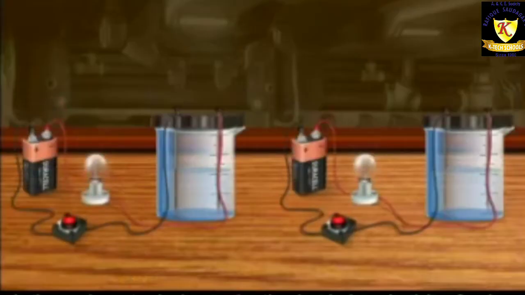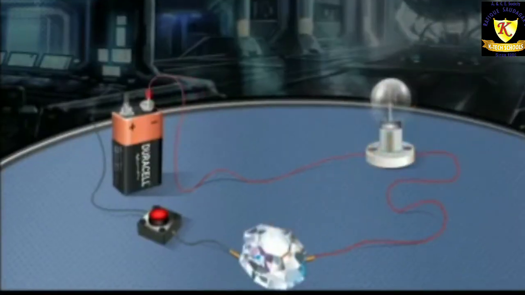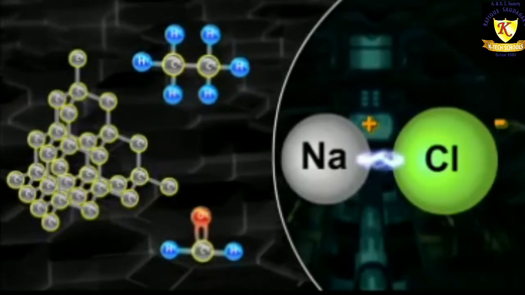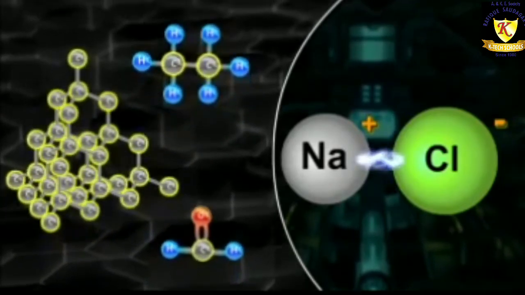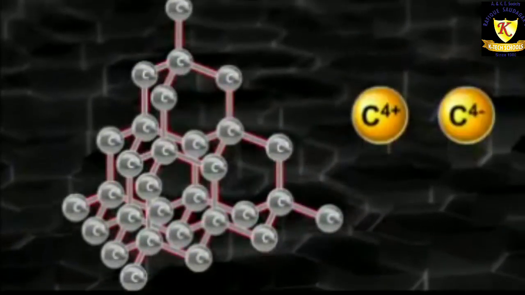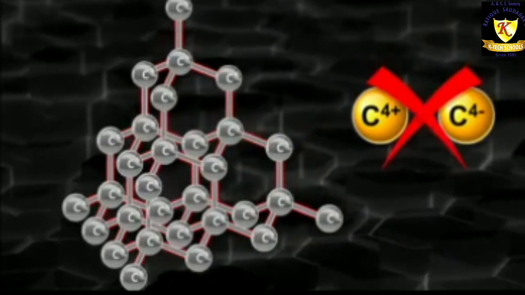In the previous standards, on testing the electrical conductivity of carbon compounds, glucose and urea, you have observed that they are not electrical conductors. Most of the carbon compounds are found to be bad conductors of electricity. From it, we understand that the structure of most carbon compounds lacks ionic bonds. It means that the chemical bonds in carbon compounds do not produce ions.